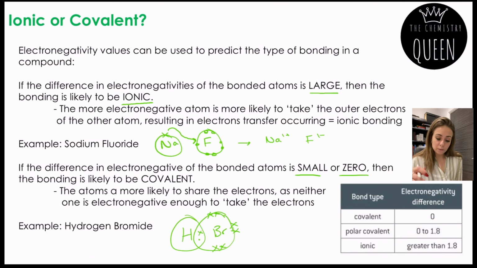This table gives you a rough idea, or you can use it to predict whether you think a substance is going to be ionic or covalent. If there's no difference in electronegativity, then the bonding will be covalent. They will evenly share the electrons, and it will be a purely covalent bond. If the electronegativity difference between the two atoms is between 0 and 1.8, then we have something called a polar covalent bond. I'm going to address polarity in my next video, so please do check that out. And if the difference in electronegativity is greater than 1.8, then we predict that the bonding in that compound is likely to be ionic.